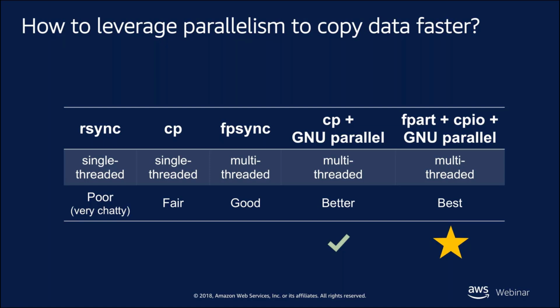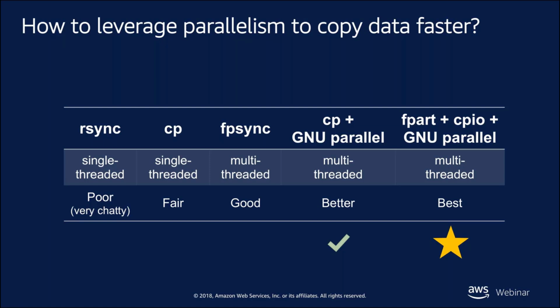So it is better than a single-threaded rsync, but there are other tools available that can even have an improved throughput to EFS. Just the standard Linux cp and running GNU parallel. Those two together actually offer quite a bit better performance than just fpsync. Again, a less chatty tool, and now you're able to manage the threads yourself using GNU parallel. You're able to achieve high levels of throughput.